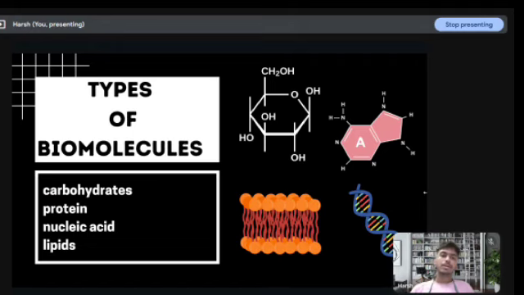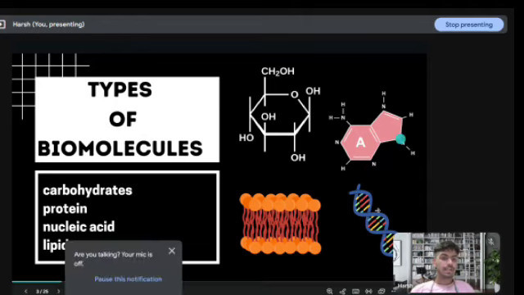So, the types of biomolecules which we are going to study are carbohydrates, then we have proteins, nucleic acids, and lipids. There are different types of biomolecules which you can see: one is the carbohydrate, one is the nucleic acid, there are lipids, there are proteins. These all are different types of biomolecules which exist.